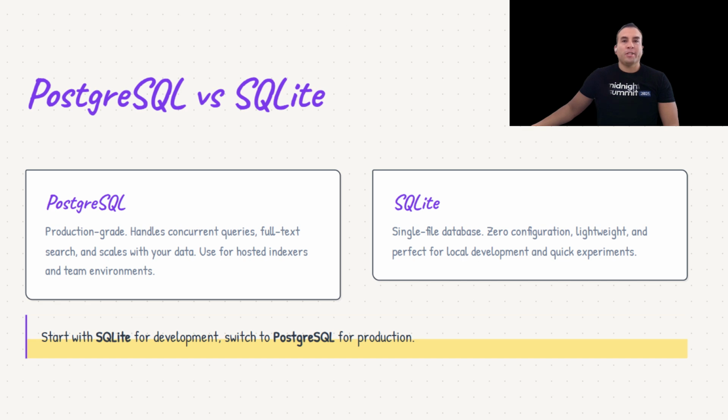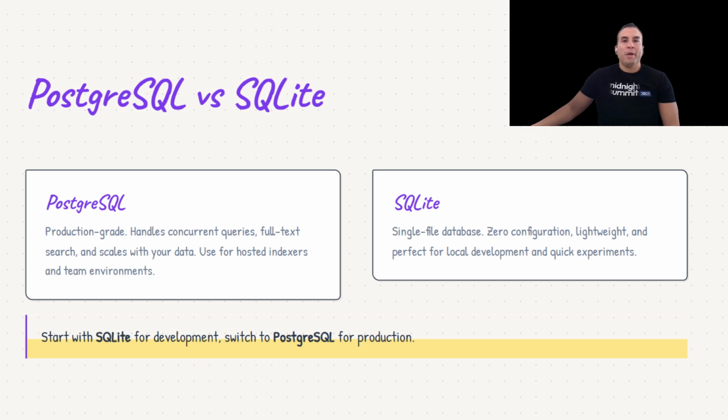The indexer lets you choose your data backend, and the choice depends on what you're doing. PostgreSQL is the production choice. It handles concurrent queries, supports full text search, scales with your data, and it's what you want for hosted indexers and team environments. If other people are querying your indexer, use PostgreSQL.